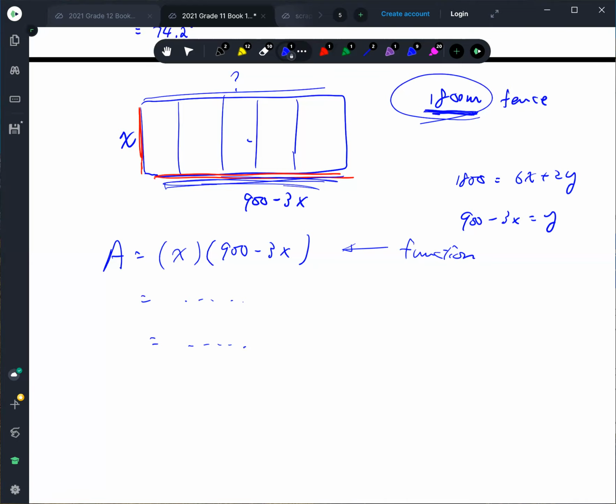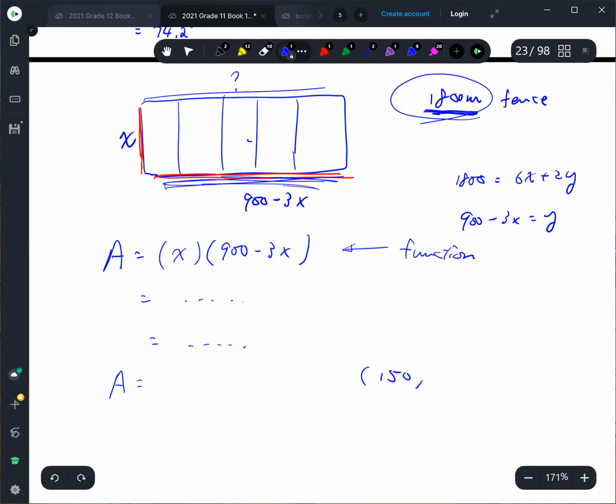Have you found the vertex yet? I only solved for it. I expanded it and did it. The vertex is positive 150 and positive, what is that?